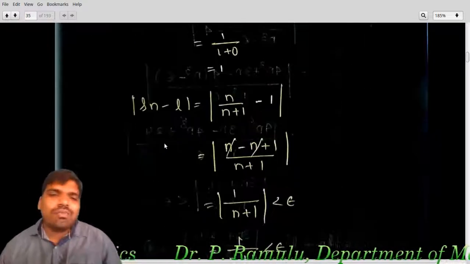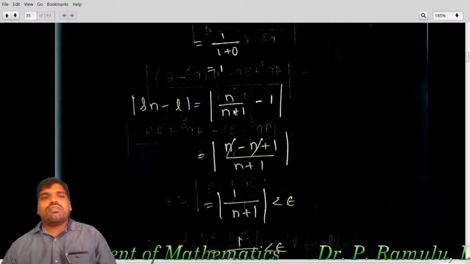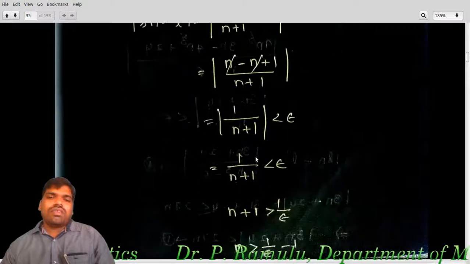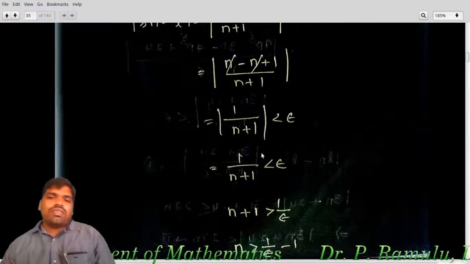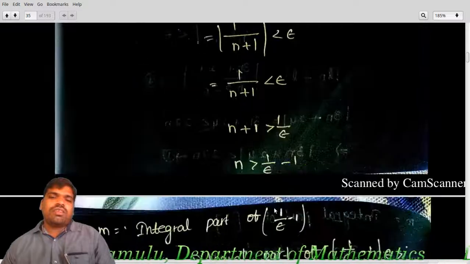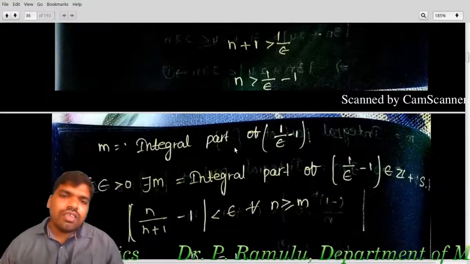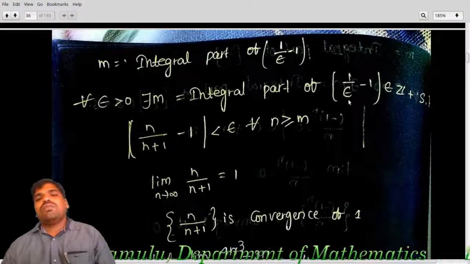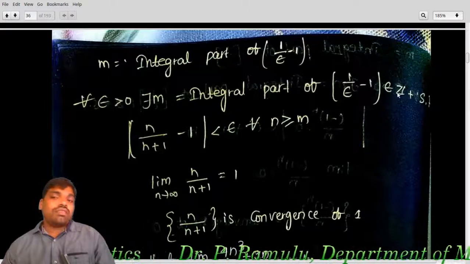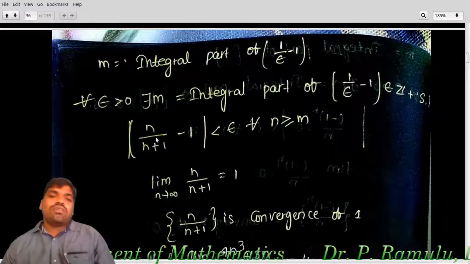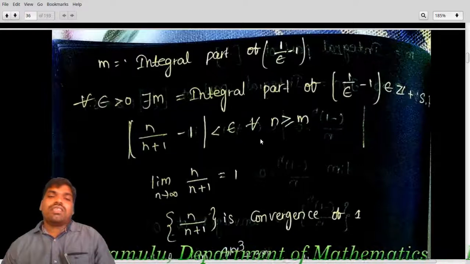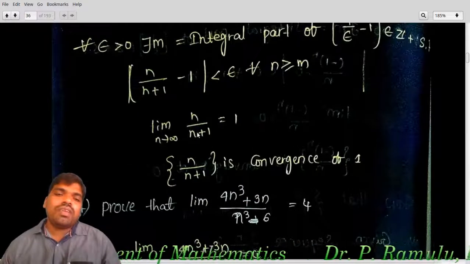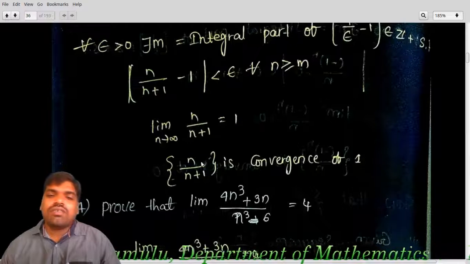Now I consider mod Sn minus L, which is n by n plus 1 minus 1. If I cross multiply, we get n minus n minus 1 over n plus 1, which equals 1 by n plus 1. Let 1 by n plus 1 be less than epsilon. So n plus 1 is greater than 1 by epsilon, and n is greater than 1 by epsilon minus 1. Let m be the integral part of 1 by epsilon minus 1. For every epsilon greater than 0, there exists m, the integral part of 1 by epsilon minus 1, belonging to the natural numbers, such that mod of n by n plus 1 minus 1 is less than epsilon for every n greater than or equal to m. Therefore, we show that the limit of n by n plus 1 is equal to 1. This sequence converges to 1.